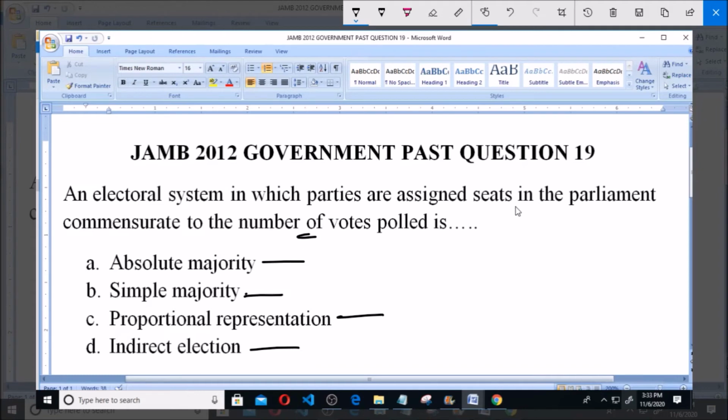So an electoral system that assigns seats commensurate to the number of votes is what we call proportional representation. So option C is correct.